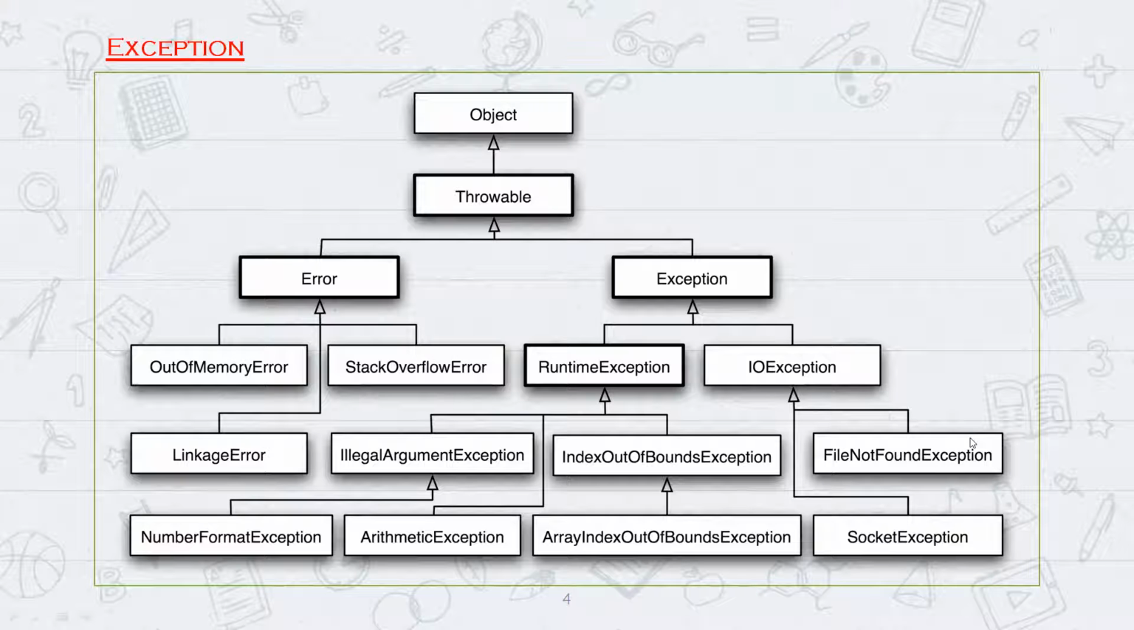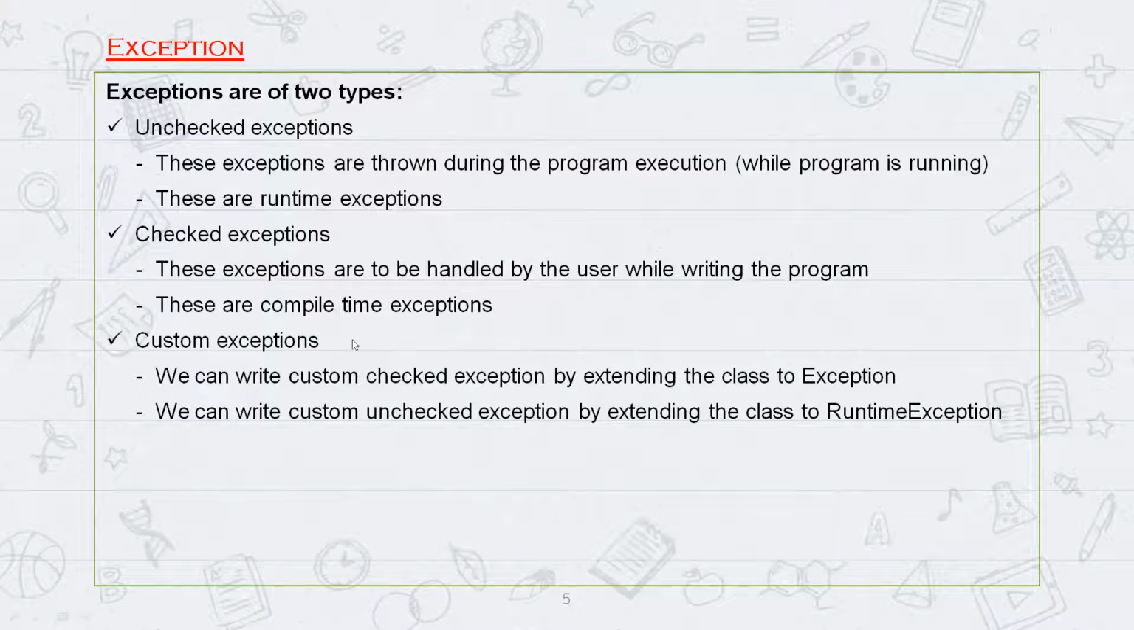And if you are trying to find a file and that file is not present in the file system, then a file not found exception will be thrown. You understood, right? So these kinds of exceptions will occur. So the exceptions are of two types. Let's get into the other slide and then we'll try to understand.